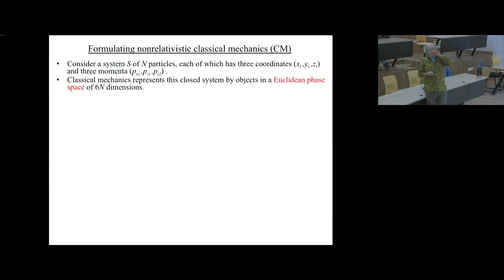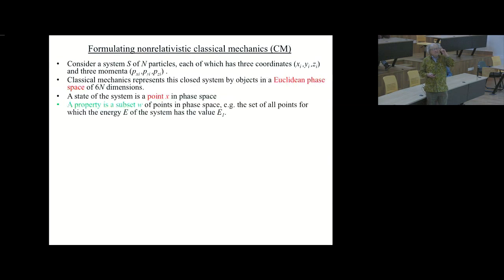You represent this closed system by mathematical objects in a Euclidean phase space of 6n dimensions. A state is a point x in phase space. I want to make a distinction between states and properties, and you'll see how that comes about. A property is just a subset W of points in phase space.